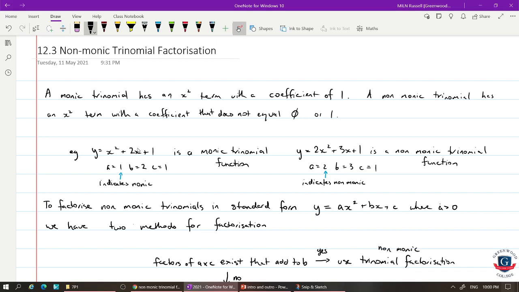A non-monic trinomial function has an a value that does not equal 1 and also does not equal 0. If it equaled 0, it'd be a linear function or something else. But it can't equal 1, because then it would be a monic trinomial. So here's a non-monic one where a is equal to 2, if we define our trinomial in terms of y equals ax squared plus bx plus c, the standard form for a quadratic.